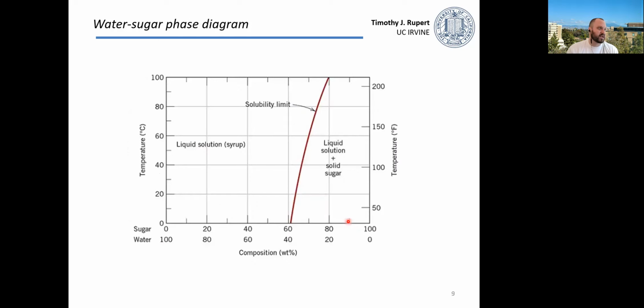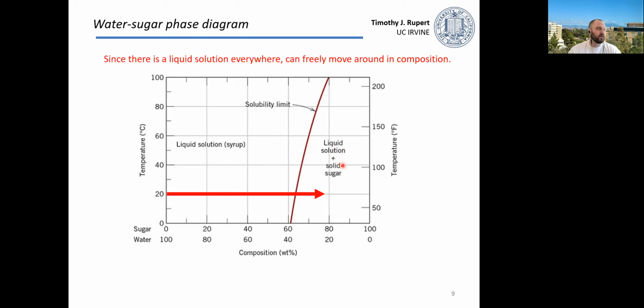So for our purposes, we're going to zoom in on that liquid and solid competition there in the middle. So I'm just going to restrict ourselves to that 0 degrees C to 100 degrees C range. And we can see a little bit more clearly that on the left side, we have this liquid solution. So we can think of that as syrup. And on the right, we have liquid solution plus a solid sugar piece. Okay. What's nice is that we have a liquid solution everywhere, so we can easily move around in the composition.